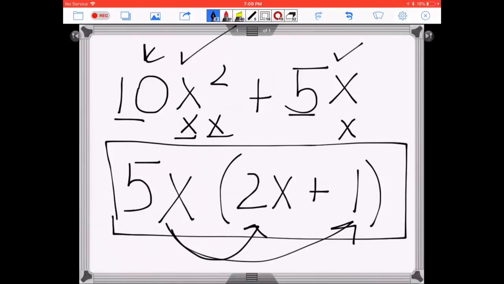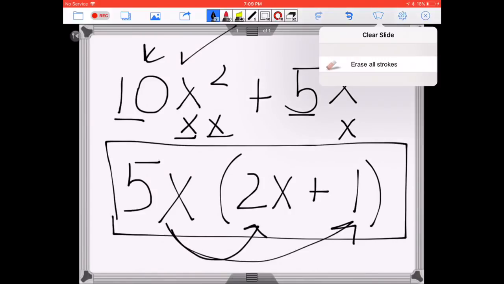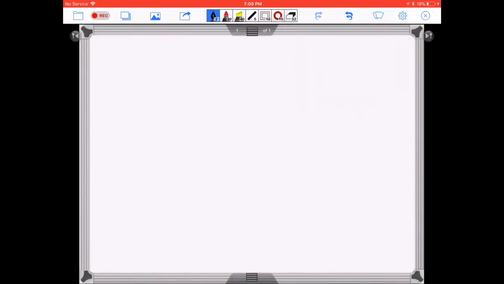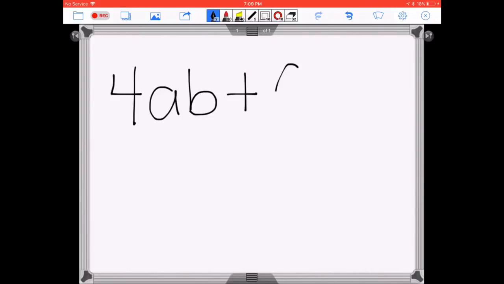Cool. So I'm going to give you guys a couple of simple examples to take a look at. And as usual, I will explain them. But this will be the last thing that we're looking at. Let's do 2 different examples here. This one's for you to try all by yourself. 4ab plus 6a squared. Find the GCF.